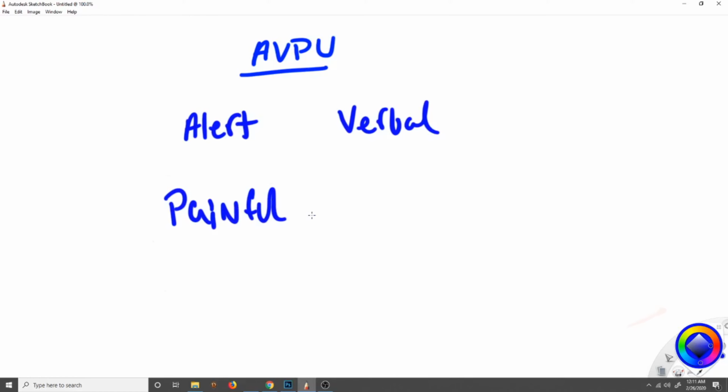But if that doesn't even work, you give them the old sternal rub and nothing, they're going to be U for unresponsive. And this is, of course, where we don't want them. But you can see the A, the V, the P, and the U of AVPU.